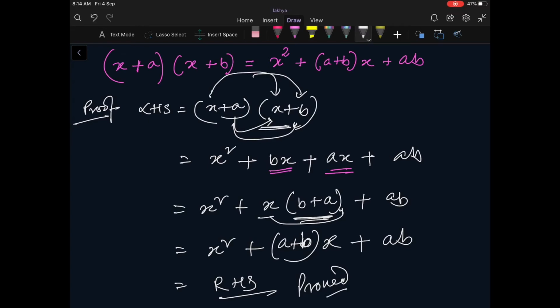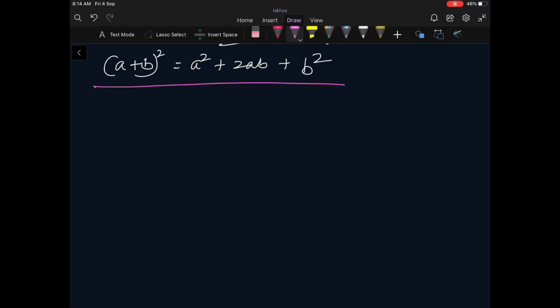So now let me give you another identity. That is, (a + b) whole square is equal to a square plus twice ab plus b square. This is another important identity, very important identity. Now you see how to use this identity. You can use this identity to multiply such kind of polynomials. Suppose (2x + 1) again (2x + 1). Both polynomials are same. Then you can apply this.